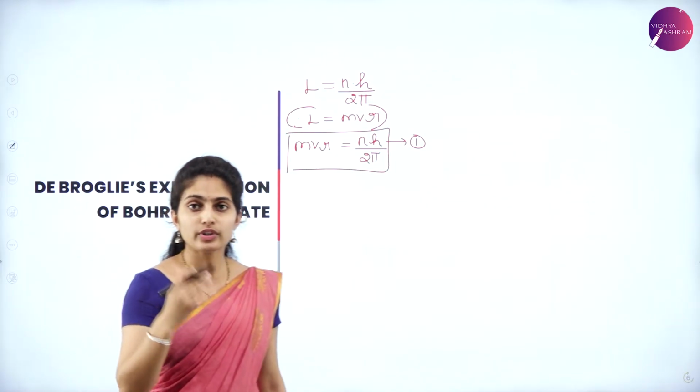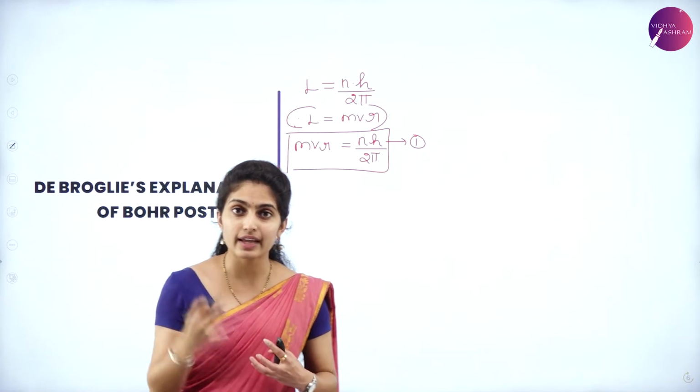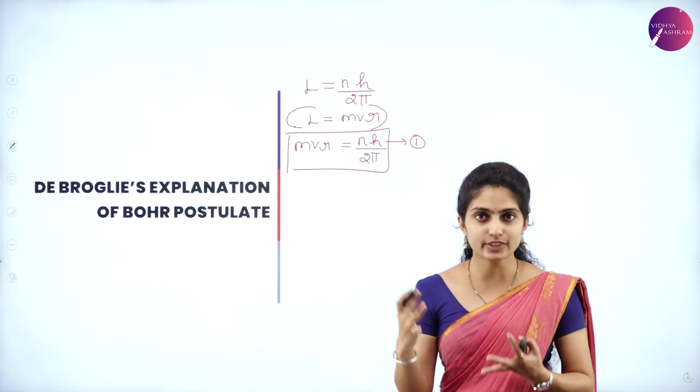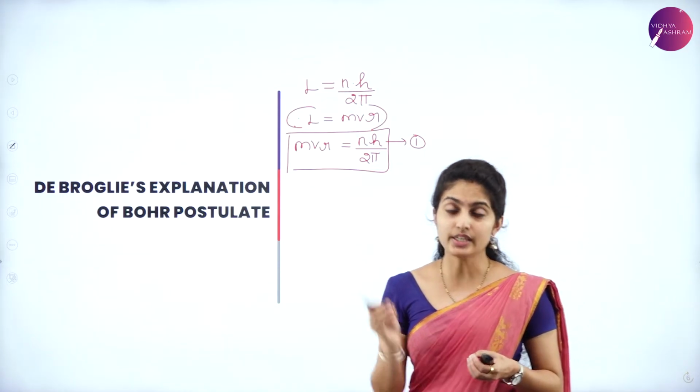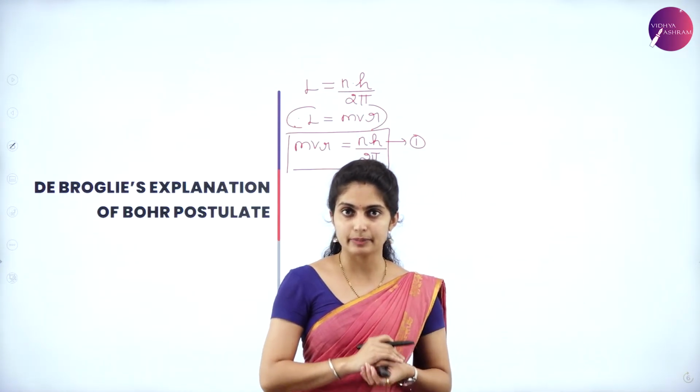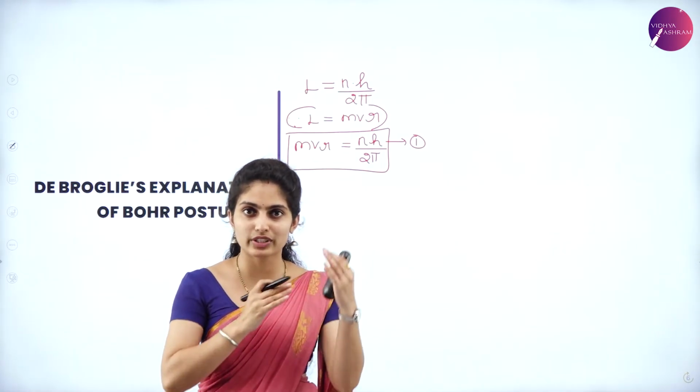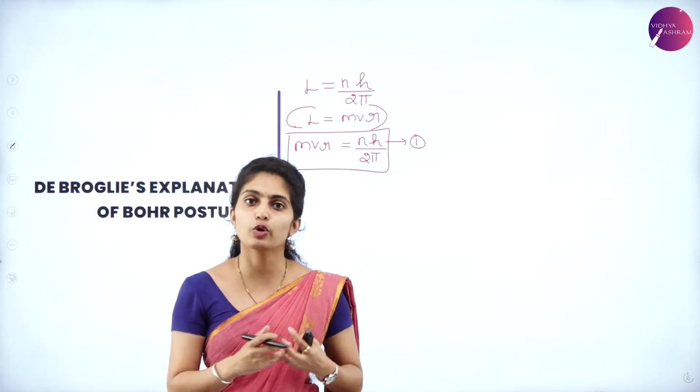This is said to be equation 1, and this is nothing but Bohr's condition. But according to de Broglie, he told that the particle behaves as a wave. Which particle is it talking about? He considered the electron as a particle. So, the electron revolves around the nucleus in a stationary orbit, so there is no movement. This was told by Bohr.